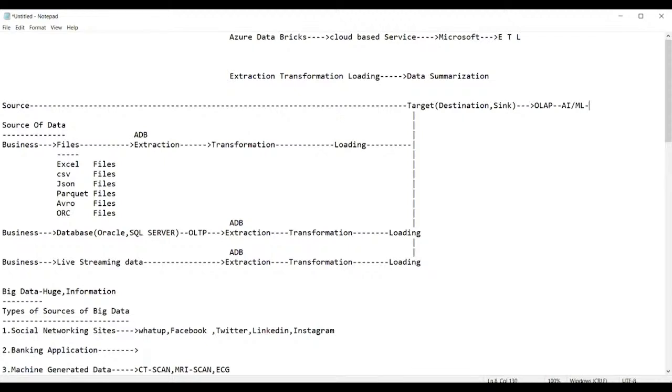There is a misconception in the market that if you know ADF, you should also know ADB, then only you'll get a job. It's not like that. These are two different services. ADF has its own functionality and ADB has its own functionality. The only thing is the market is a bit low, so people are worried, that's all.